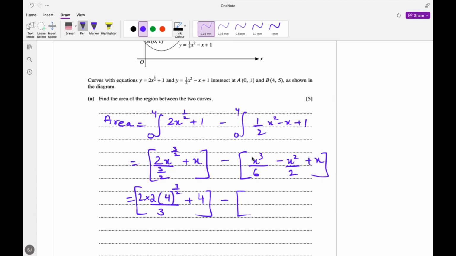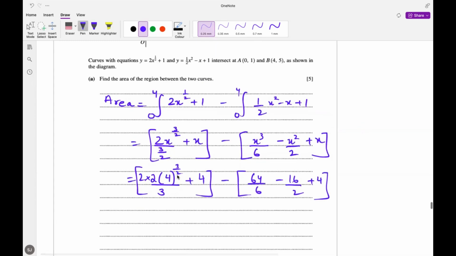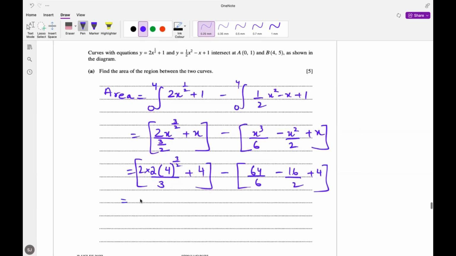Now we'll substitute x equals 4 into this expression. So this will become 4 cubed, 64 upon 6, minus 4 squared, which is 16 upon 2, plus 4. So 4 to the power 3 upon 2 becomes 8, and 8 times 4 will become 32. So this will be 32 upon 3 plus 4 minus 64 upon 6. Minus minus will make it a plus, and 16 upon 2 is 8, and minus plus is minus, so this will be a minus 4.